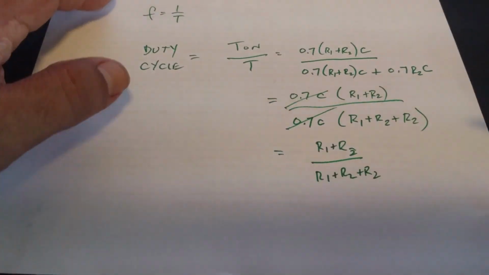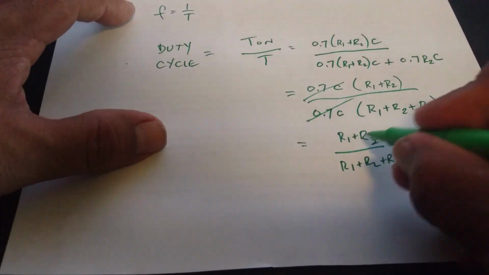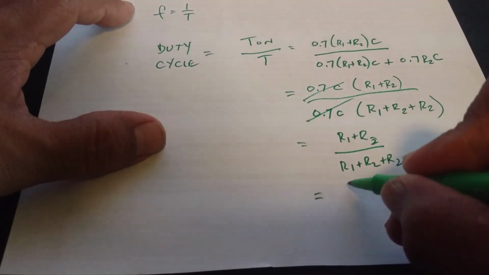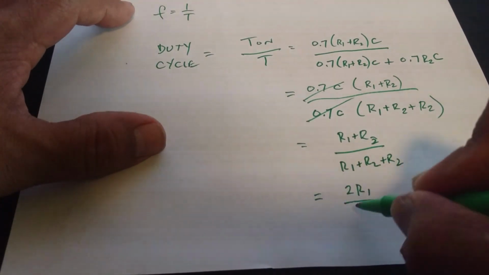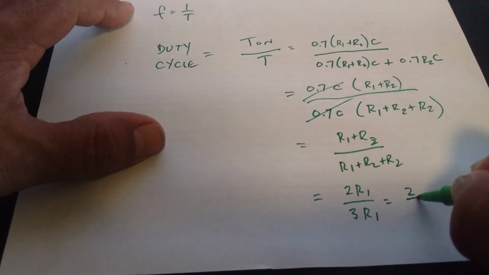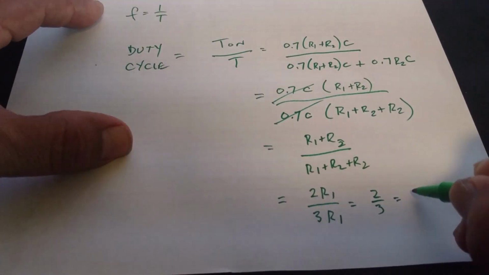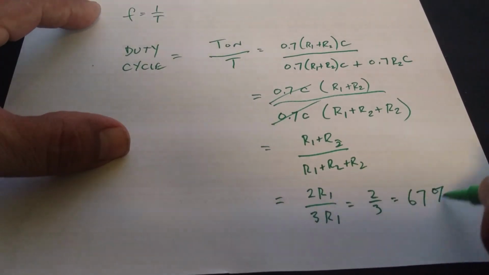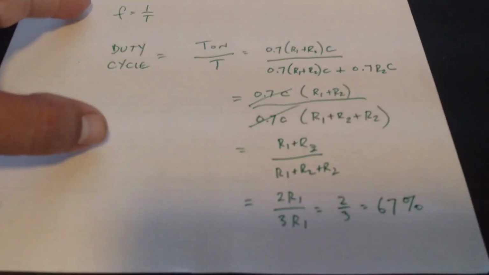So if R1 equals R2, you would wind up just getting 2R1 over 3R1, which basically would equal 2/3 or roughly 67% duty cycle.